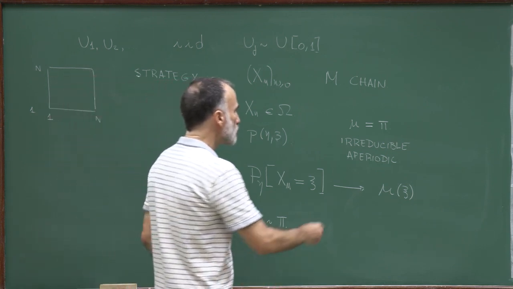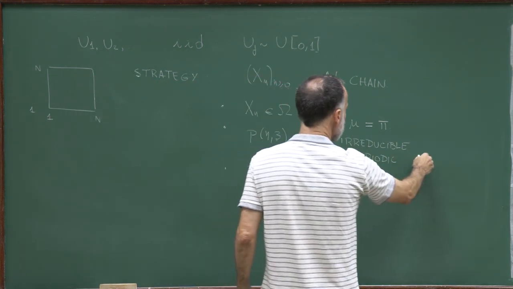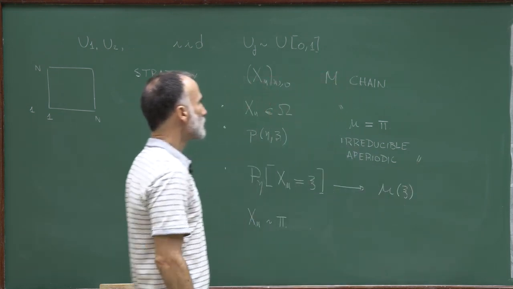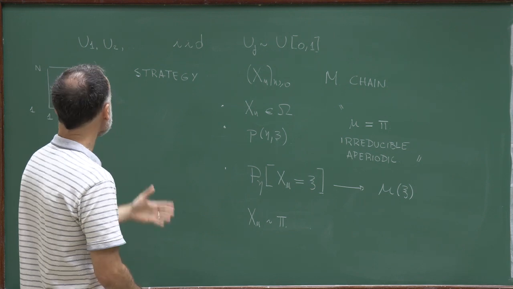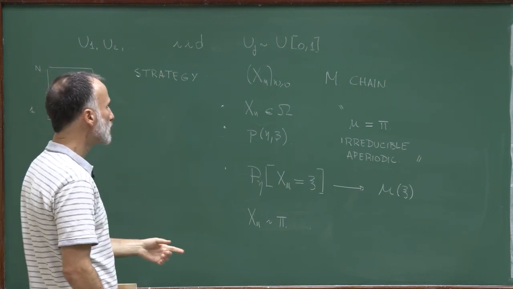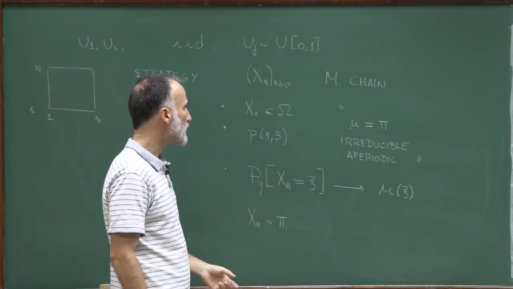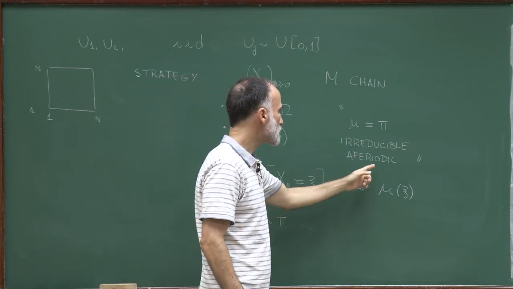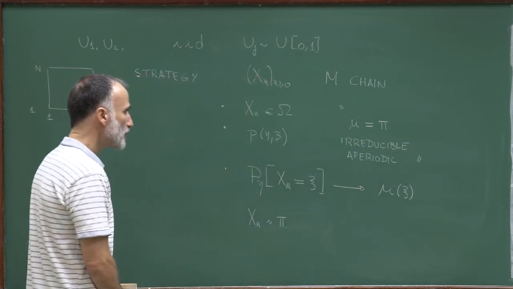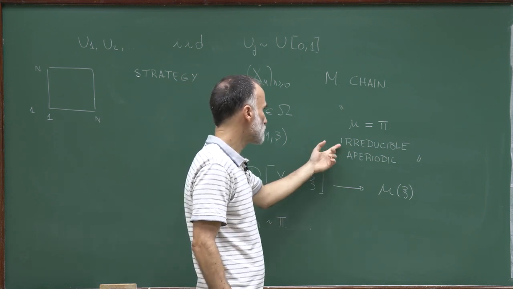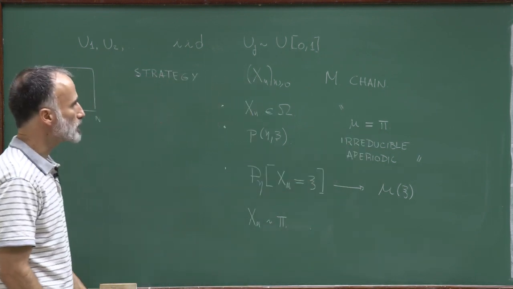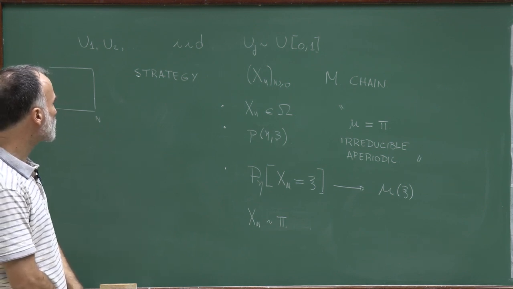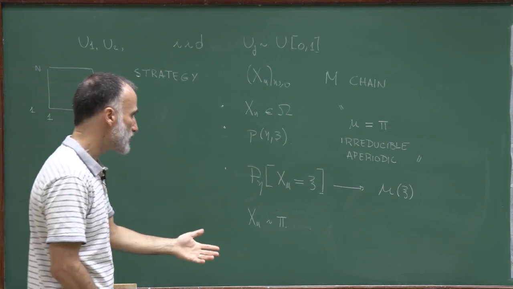So the problem will be to construct this Markov chain. Given a graph, given a state of configurations omega, how to construct such a process which is irreducible, aperiodic, and whose stationary state is pi. So this is what I'm going to present in the next minutes.